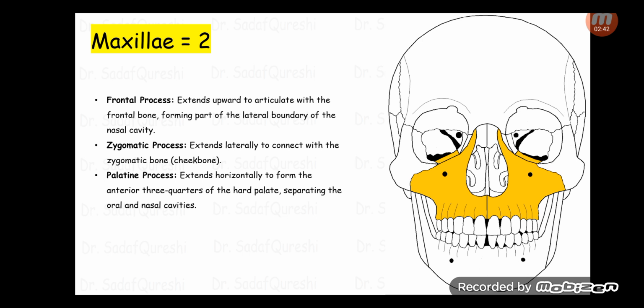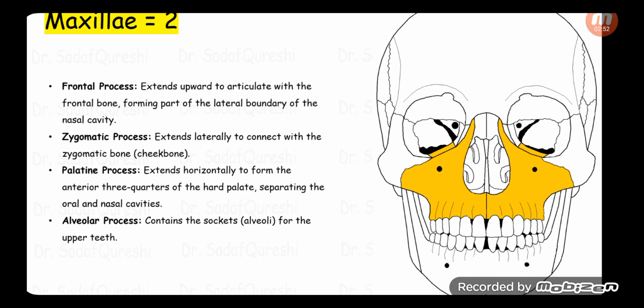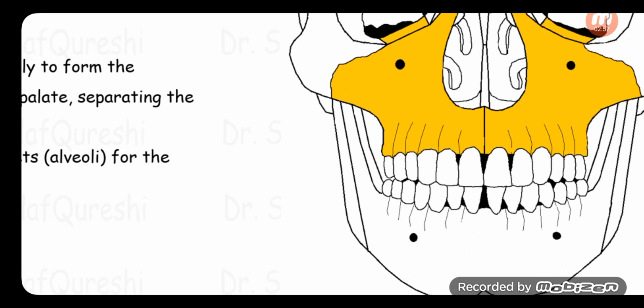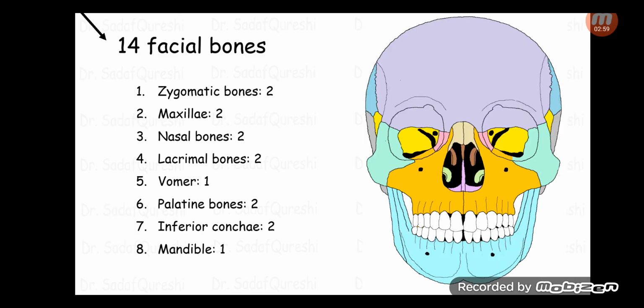And this is more visible when we see the skull from the inferior view when we remove the mandible. Then it also has another process, the alveolar process, that contains sockets for the upper teeth. So this area that has the sockets for the upper teeth is called the alveolar process of the maxilla.